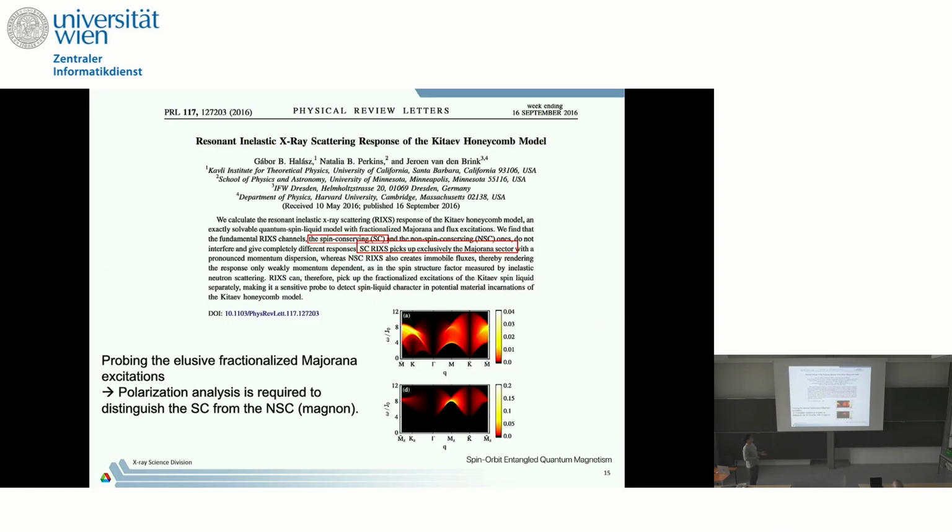And this is a theoretical suggestion. In the RIXS, you can see Majorana excitation if we probe the spin conserving channel. That means in the polarization conserving channel, we can see Majorana excitation. Actually, before today's talk, I thought RIXS sees only flux excitation, but it seems like flux plus Majorana excitation is the one we saw.